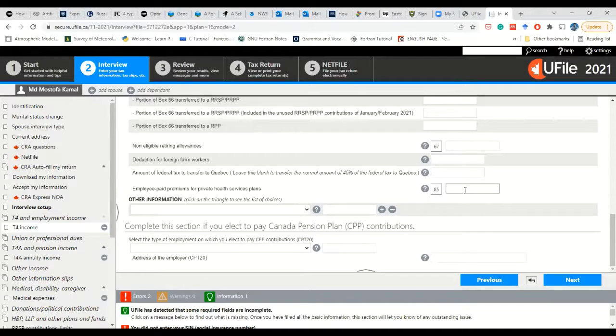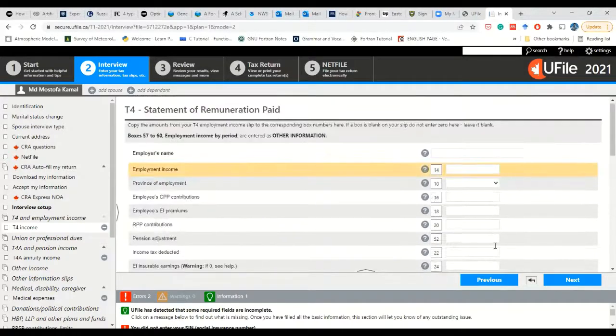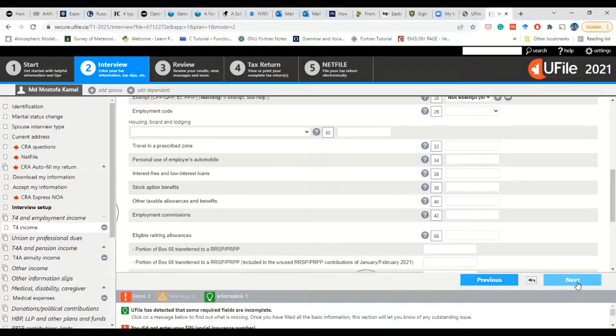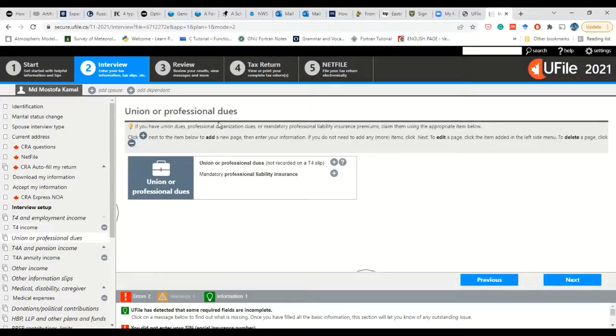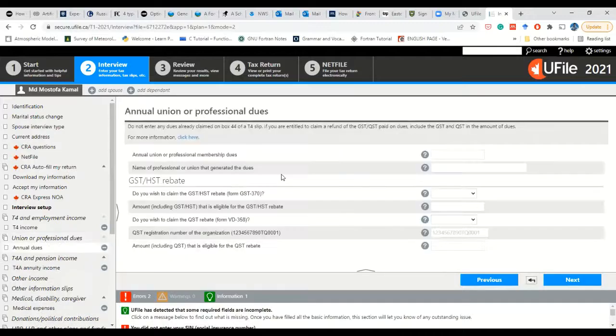Okay, so this is again all the information you will receive, you need to transfer it here. Next, union fees. If you can remember, I think I paid approximately $40 in union fees on my form T4A. So you just create it here. This is the fees you mentioned here.